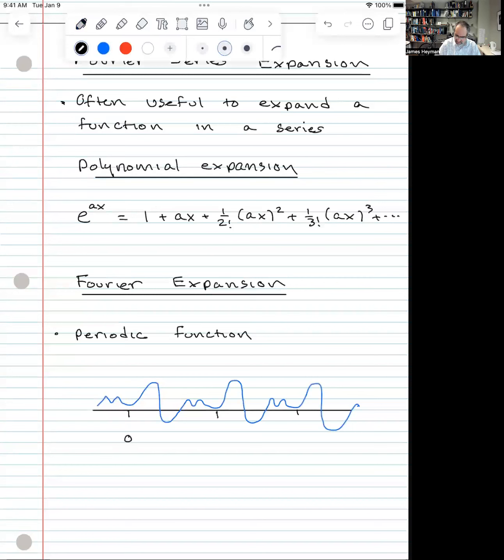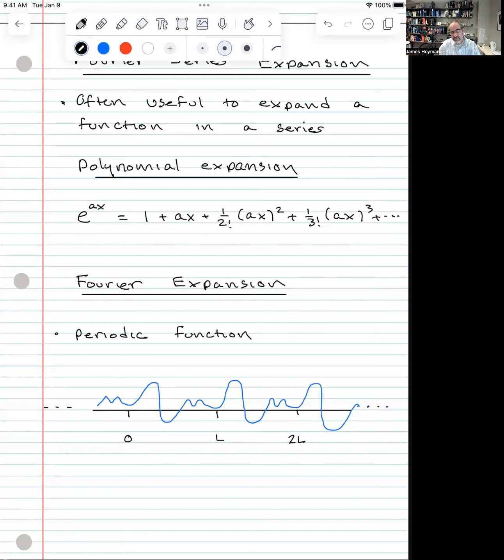So we might call this point here x equals 0. And if we do, then one cycle over, we have x equals L. And the next cycle over, we have x equals 2L. And the function continues both to the left and the right. So that's a periodic function, okay?